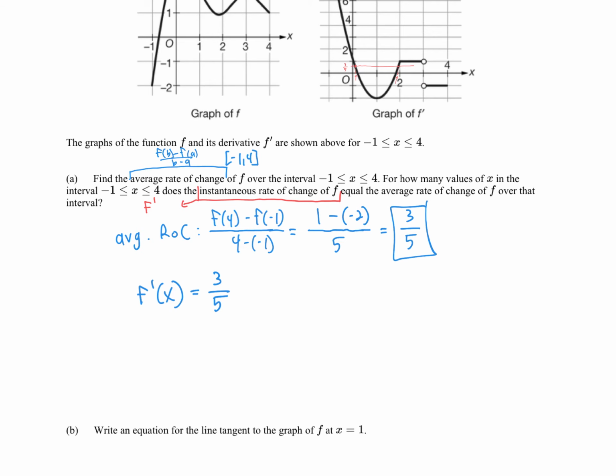So, for how many values of x? We'll just say the instantaneous rate of change of f equals 3/5, which is the average rate of change, twice.